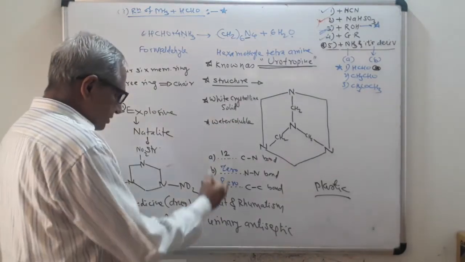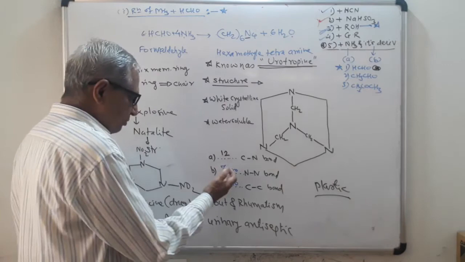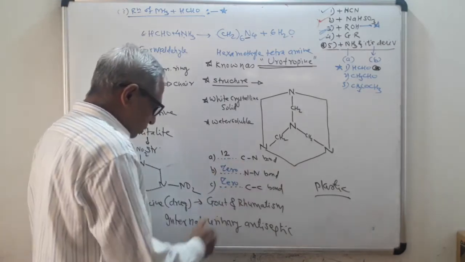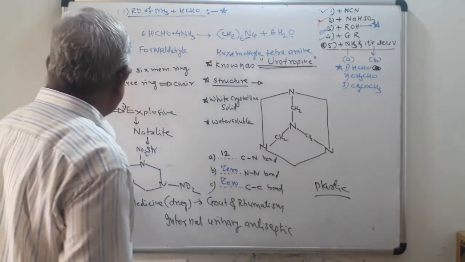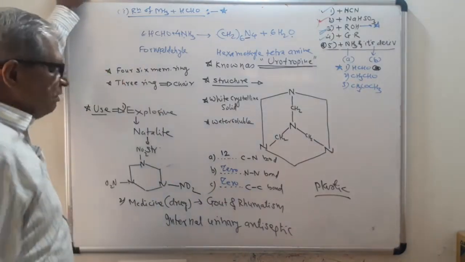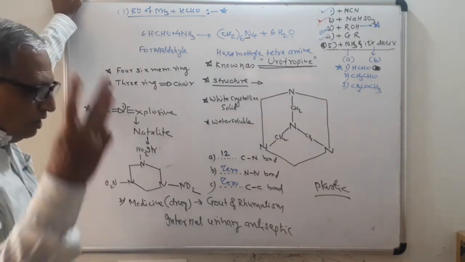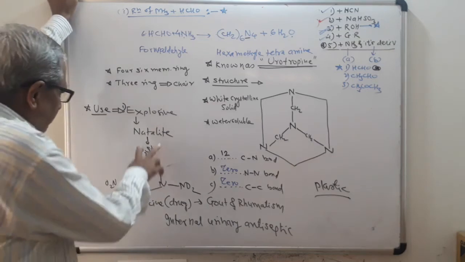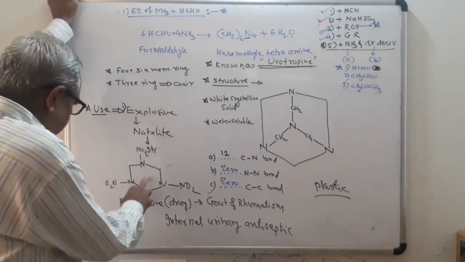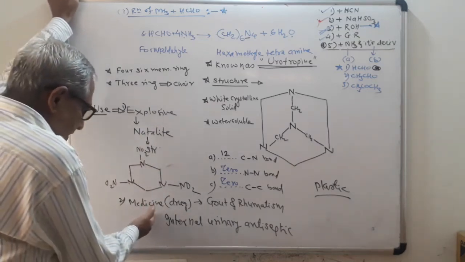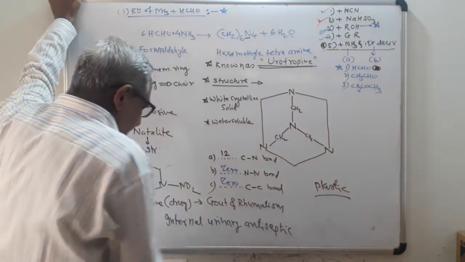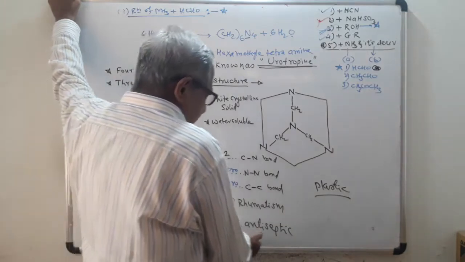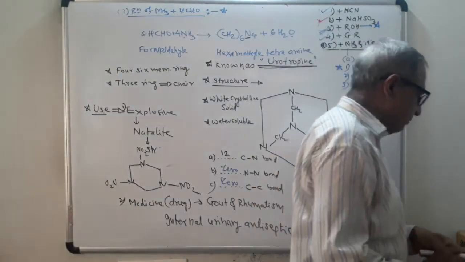Then a question on structure: it contains 12 carbon-nitrogen bonds, and 0 nitrogen-nitrogen bonds, 0 carbon-carbon bonds. It contains 4 6-member rings. Out of the 4, 3 will be present in the chair conformation. It is used in the explosive natalite. This is the structure of natalite. It is used in medicine for gout and rheumatism, as an internal urinary antiseptic, and in the production of plastics.